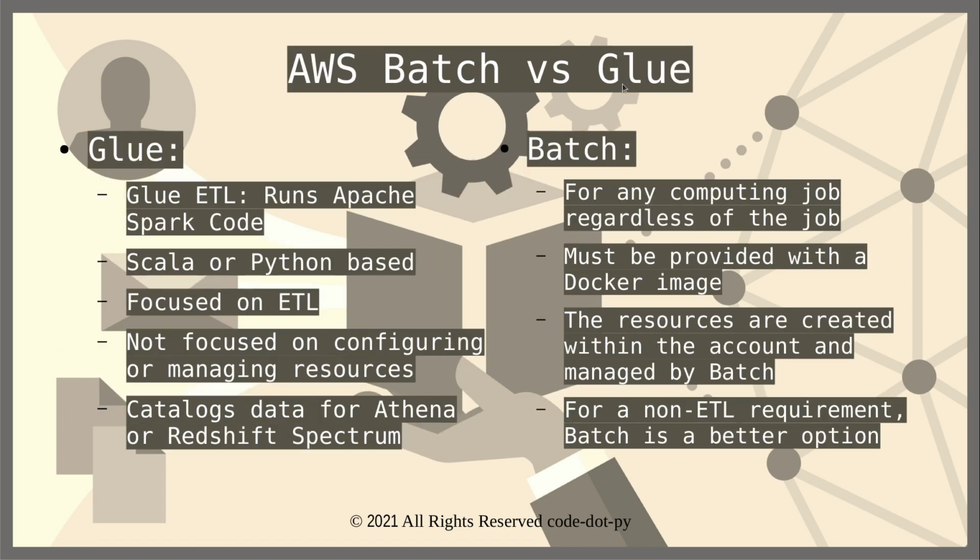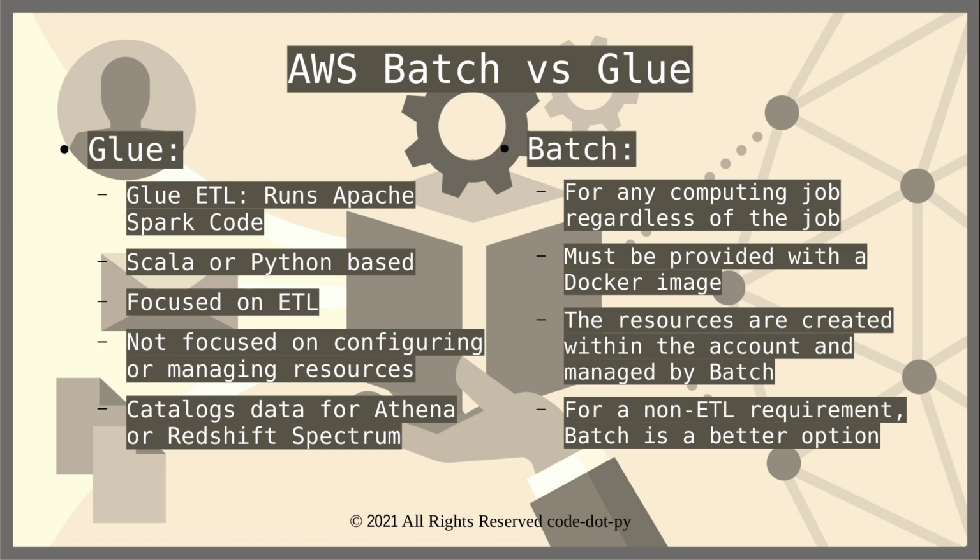Now the question is how Batch is different from Glue, which is a service which we have already seen in one of the previous videos. As a quick recap, Glue is an ETL service. It's purely a service which is used for extracting, transforming and loading data. It runs Apache Spark code, which is either Scala or Python based. It is purely focused on ETL, and it has nothing to do with configuration or managing the resources, and it also catalogs the data which is useful for Athena or Redshift.